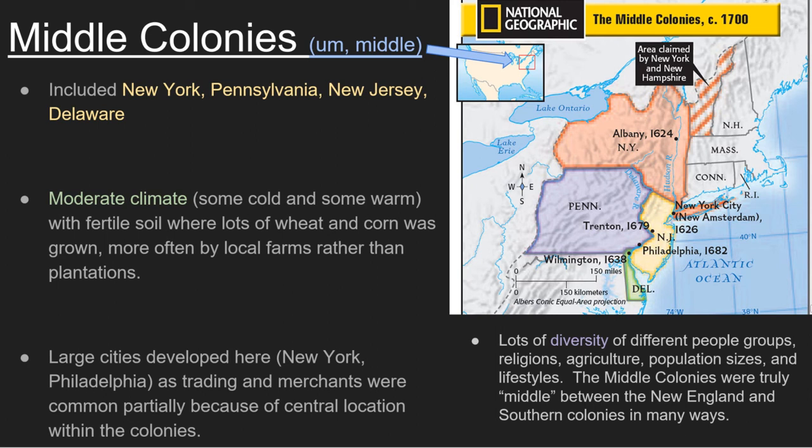There's a lot of diversity in the middle colonies: different peoples, groups, religions, agriculture, population sizes, and lifestyles. The middle colonies, like I said, truly were middle. They were between New England and the southern colonies, geographically and metaphorically.